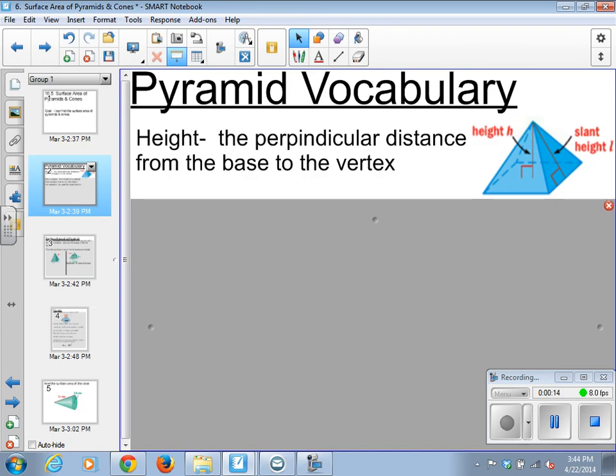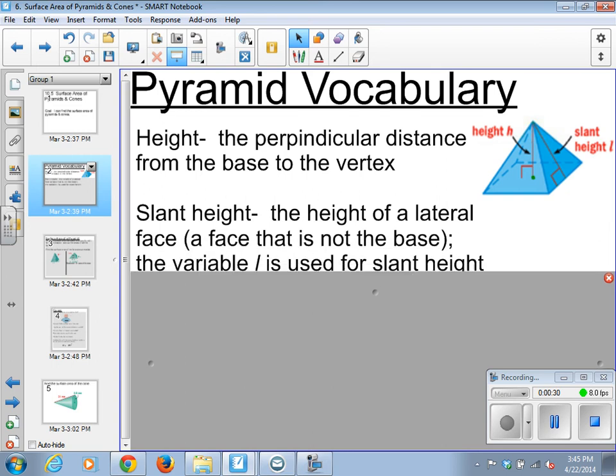We have the height. That is the perpendicular distance from the base to the vertex at the top. So the height goes from right here, the middle of the base, up to the vertex. On the side, we have the slant height. This is the height of a lateral face, a lateral face being a face that is not the base.